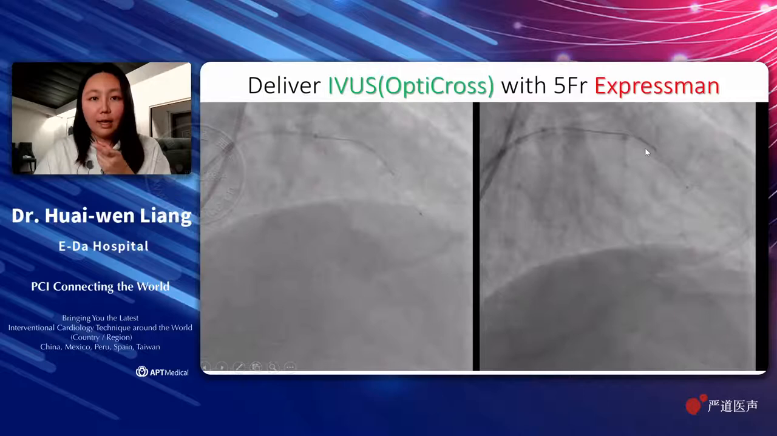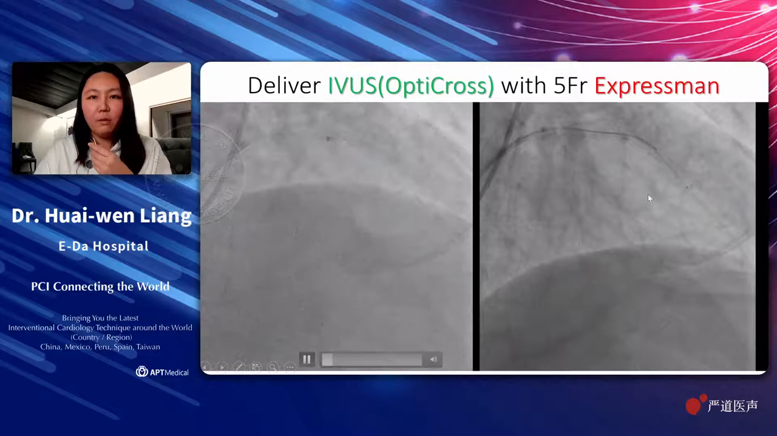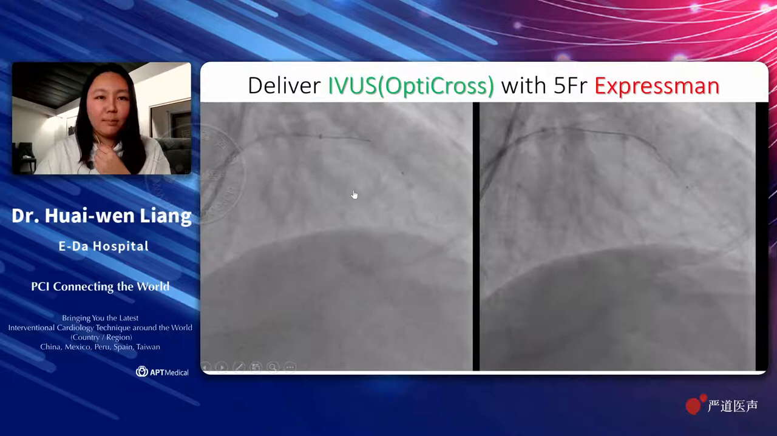And because of this angle, our stent can still pass over here. So we're still under Expressman support. We could see we put a 4.0 by 32 bare metal stent over here.